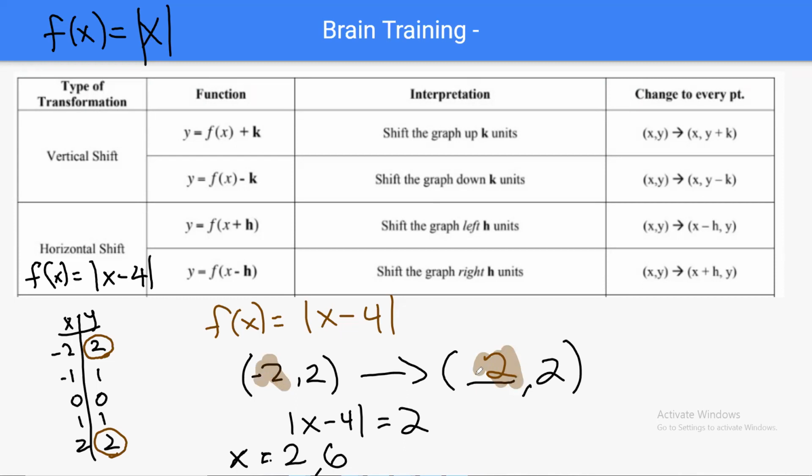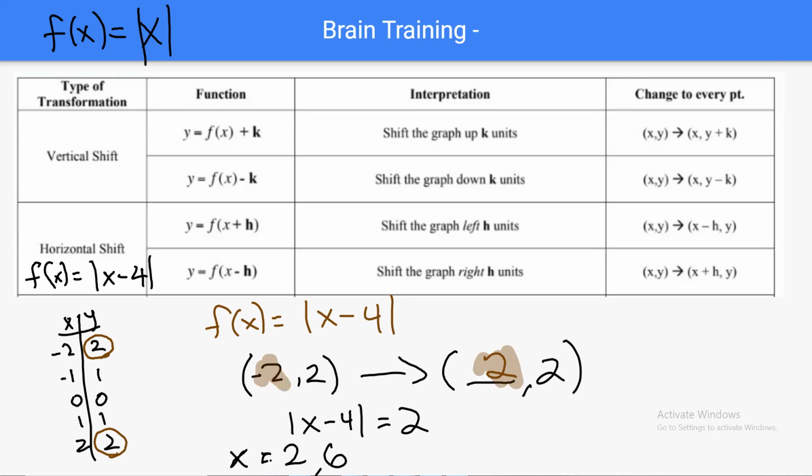But look at the function itself. It's a minus 4. Well, if it's a minus 4, we think it's going to be moving to the left because that's what minus is, right? But in actuality, we're going to be moving to the right because we're adding 4.